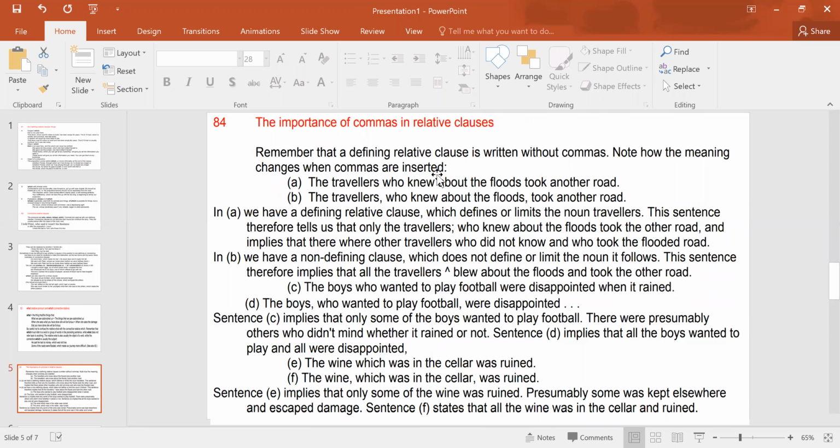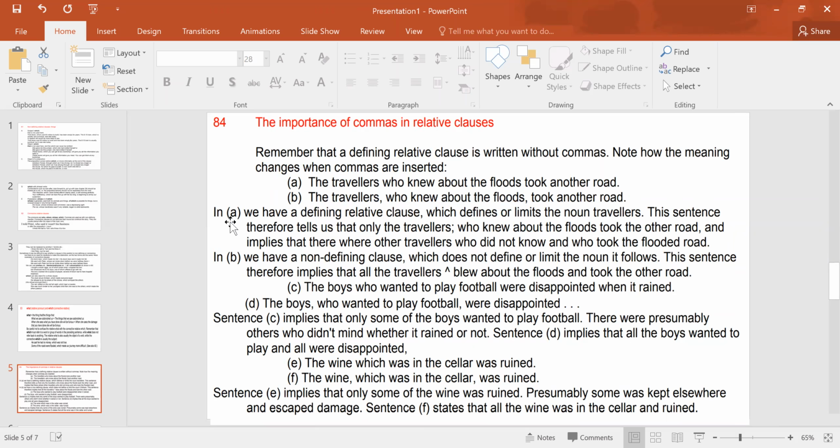Whereas in non-defining relative clauses, you use a comma. So whenever you use a comma, the meaning changes. How? Let's have a look at the examples here. A: The travelers who knew about the floods took another road. Here there is no comma. Whereas in case B, The travelers, who knew about the floods, took another road. So there is a difference here.